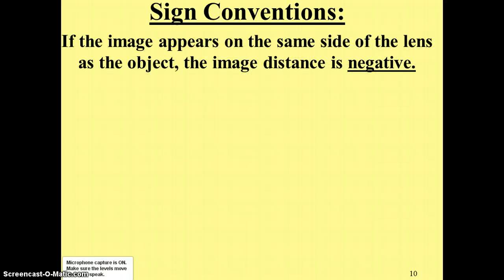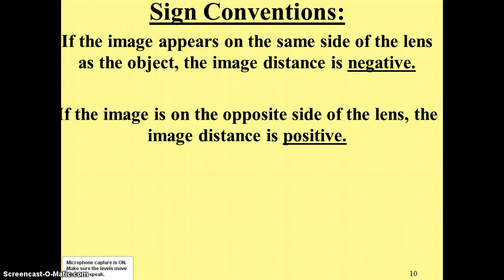The 1 over f equals 1 over do plus 1 over di formula still works with lenses. Image distances are negative when you have a virtual image. Now, those virtual images will appear on the same side of the lens, so you don't want to confuse yourself with what you did with mirrors. Okay? If the image is on the opposite side of the lens, you'll have a positive image distance because you have real images over there.